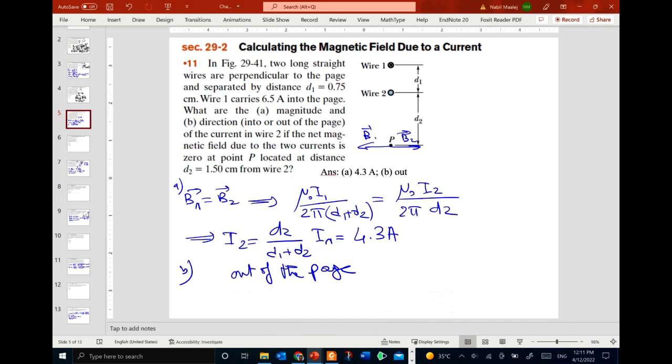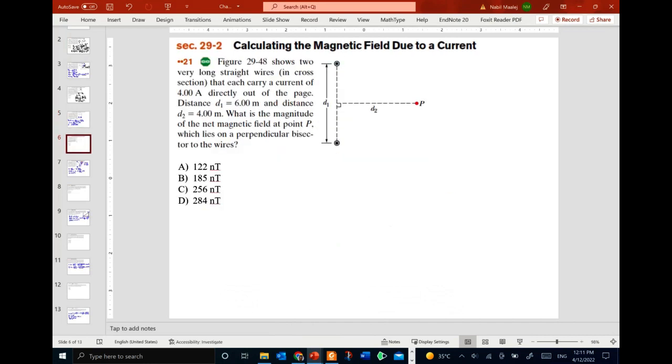Okay, so let's go to this problem. All right, so first of all, I have to draw. Here are the two wires, we have the current 4 amps. The currents are directly out of the page. So first of all, I need to determine the direction of the magnetic field. I point my thumb out of the page and swing with my four fingers. This will give me the direction of the magnetic field.